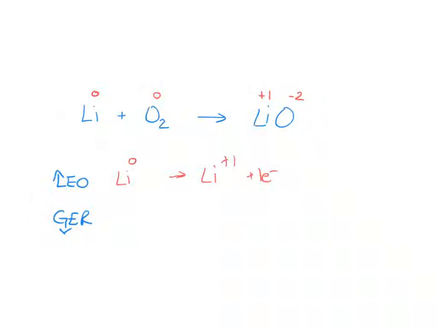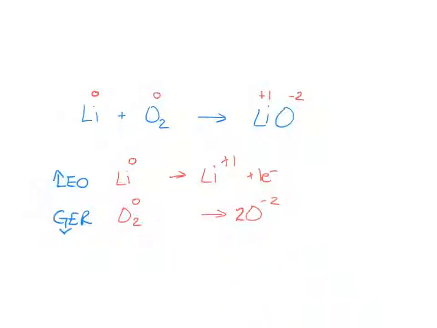Now let's do the GER. Oxygen with the 0 charge is becoming oxygen with a -2 charge. The reason I put this 2 here is because I'm going to balance it in my half reaction before I go and balance it up here. If I balanced it up here, I would have to put a 2 here to get the 2 oxygens to match these 2 oxygens, and then my lithiums would be all messed up. So I'm just going to balance it down here. I'm going to say there's 2 oxygens, so I have to put a 2 in front of this oxygen.